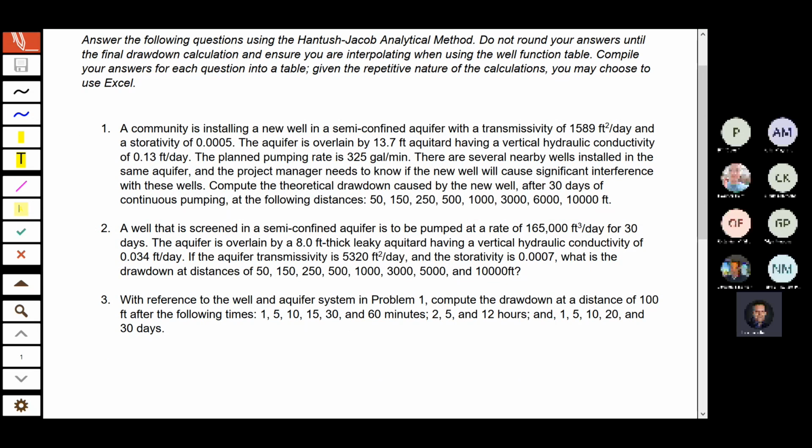The community is installing a new well in a semi-confined aquifer with a transmissivity given and a storativity given. So that's going to be your T and your S, big S. The aquifer is overlain by a B prime of 13.7 feet, and again, we're working in imperial units. So that's going to be your B prime, with a vertical hydraulic conductivity of this. So that's going to be your K prime. The planned pumping rate is this. That's going to be your Q.